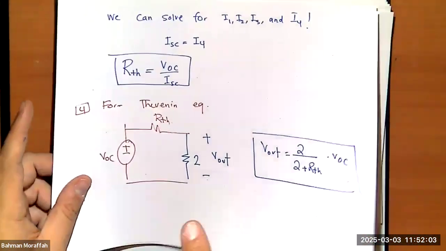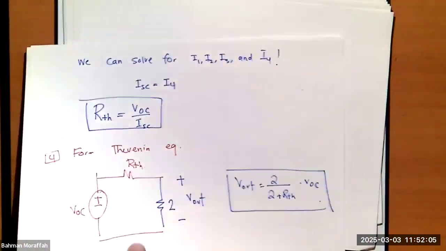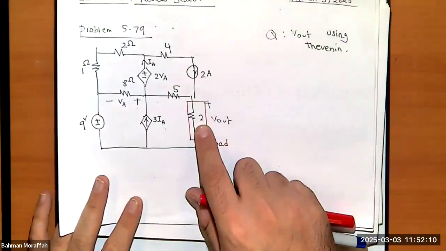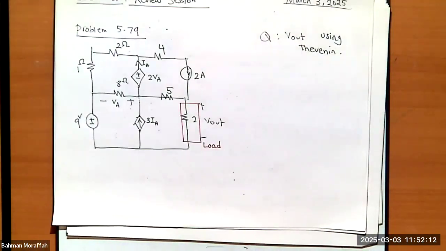What if I removed this load in this circuit? What if I removed it, and I told you to determine the value of the load such that it has the maximum power? How would you do that?